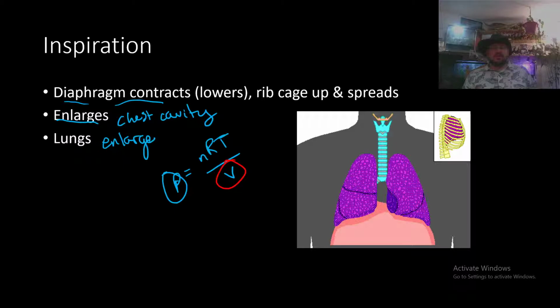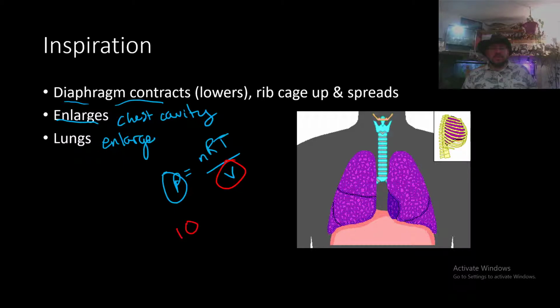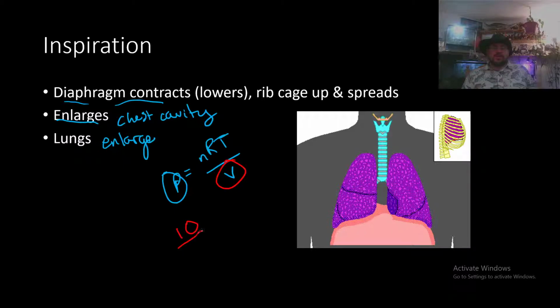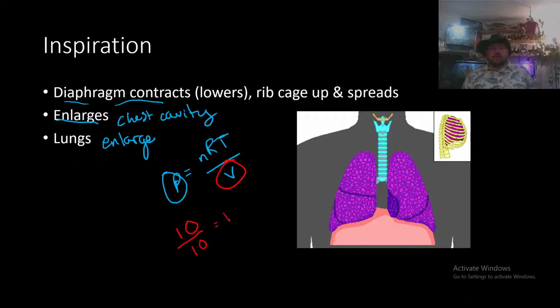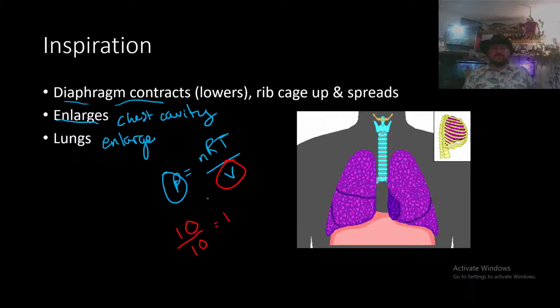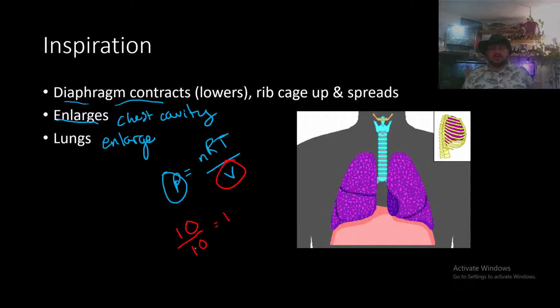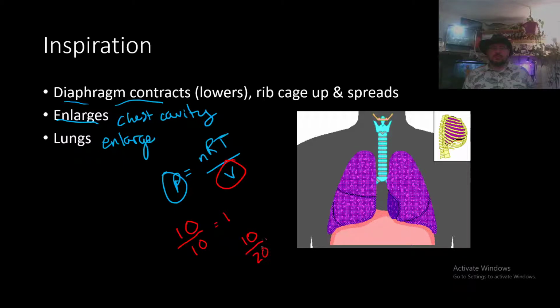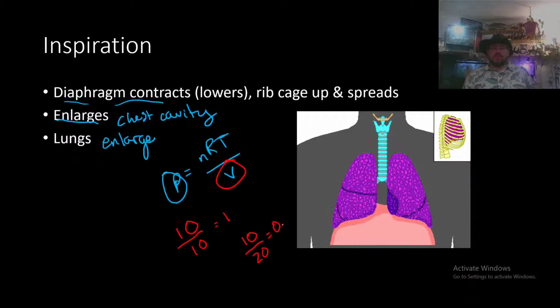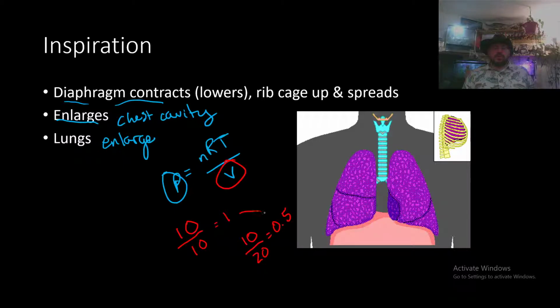Right? So it doesn't matter what this is. If you have 10 and your volume is 10, then your pressure is 1. The volume is the volume of your container, in this case our lungs. So if your pressure formula kicks out 10 here and your volume is 10 here, your pressure is 1. But if you increase the volume, the pressure goes down.